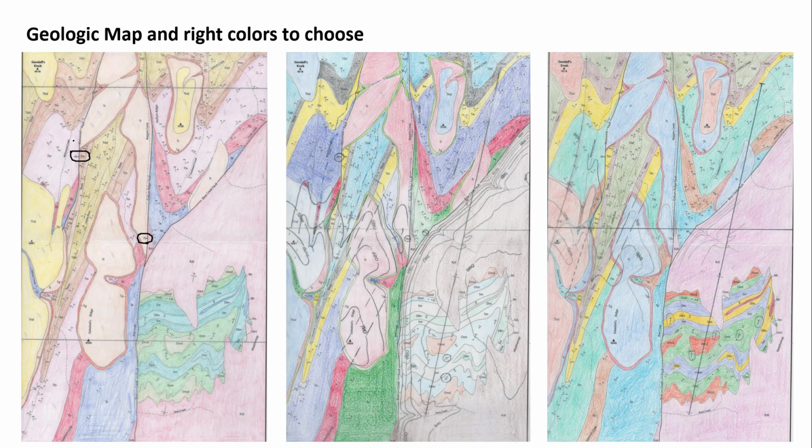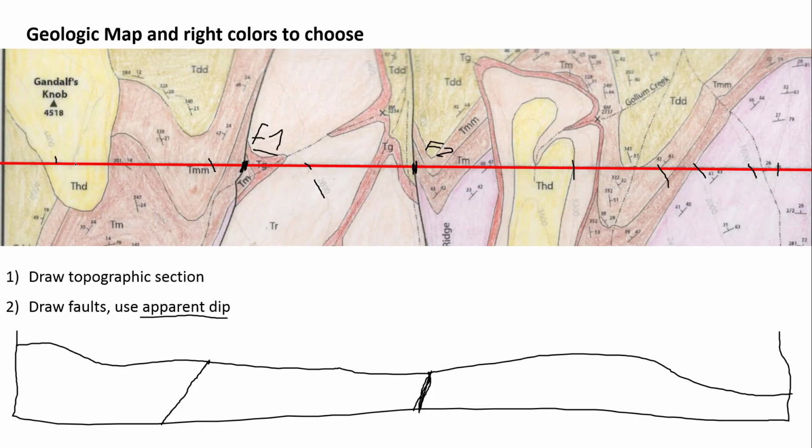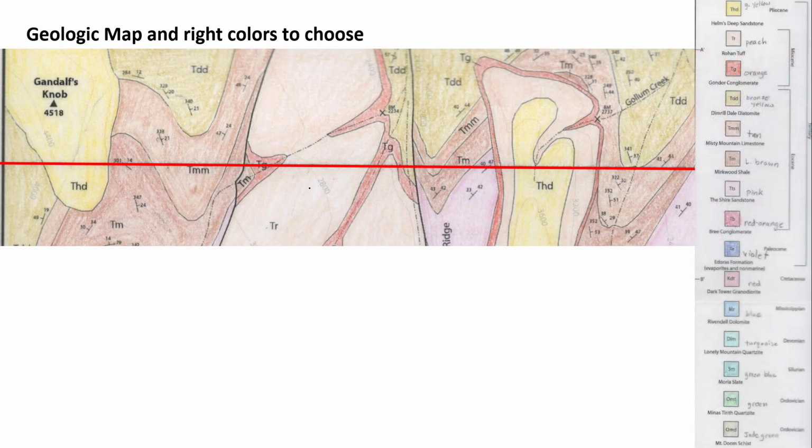So you need to look at what is the age of TR, what's the age of TTS, right? Look at this contact, what's going on here, or the contact here, right? You need to concentrate along this to see what kind of age relationship we have. Or we can look at the TM here, it's next to TR here, or TMM, TR.